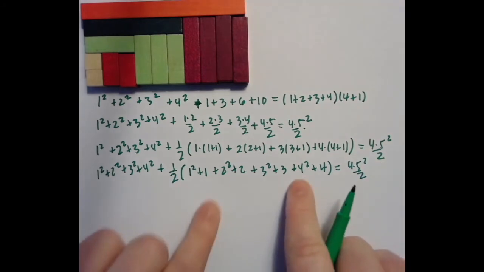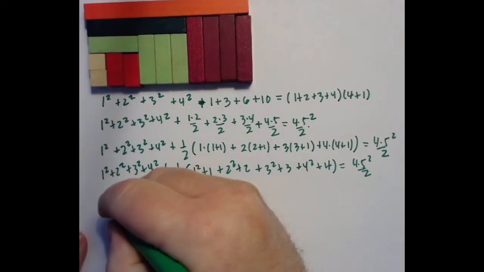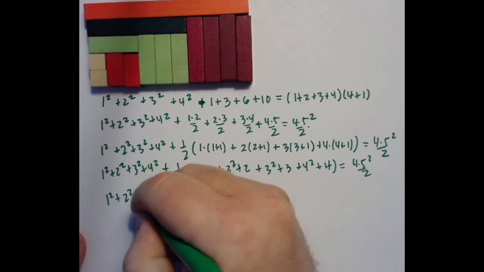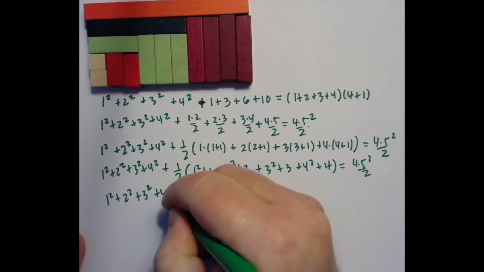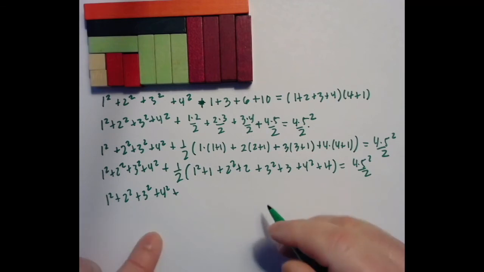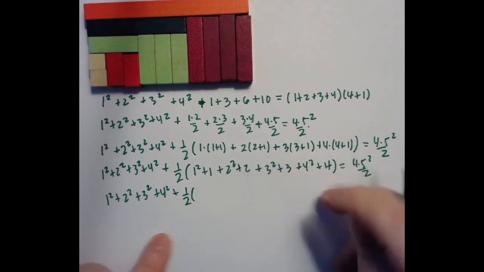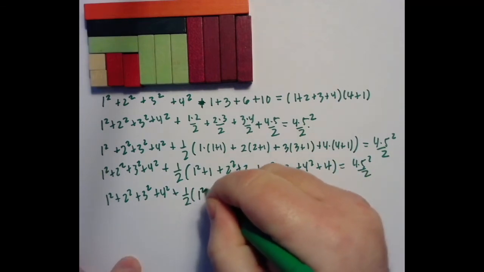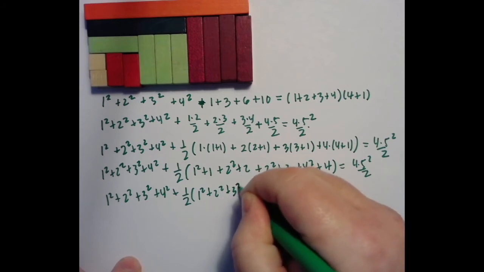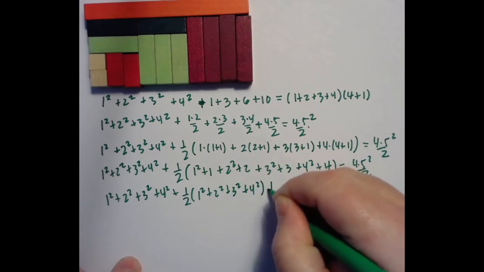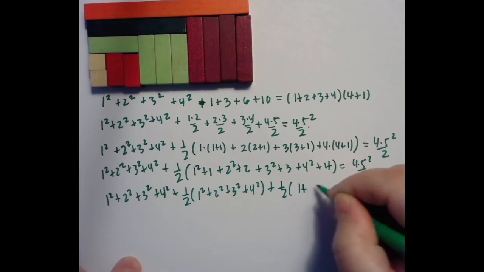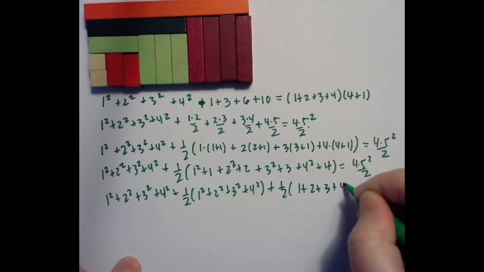Now that's kind of interesting, because if I rearrange this, I'm going to get 1 squared, 2 squared, 3 squared, 4 squared plus... Now if I regroup the squares, this would be 1 squared plus 2 squared plus 3 squared plus 4 squared, plus 1 half of 1 plus 2 plus 3 plus 4.